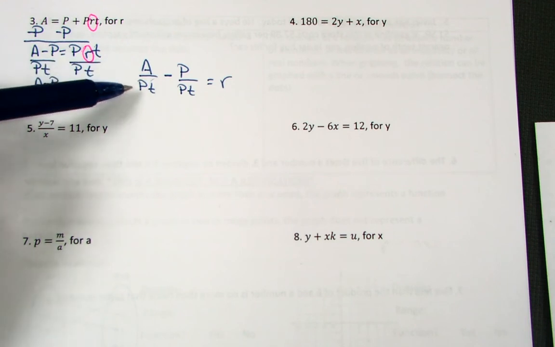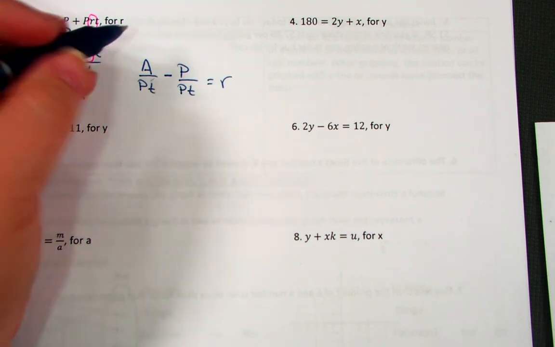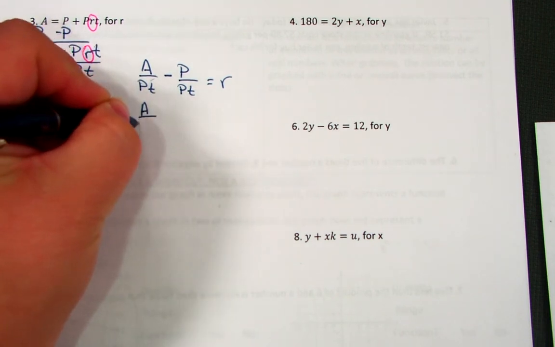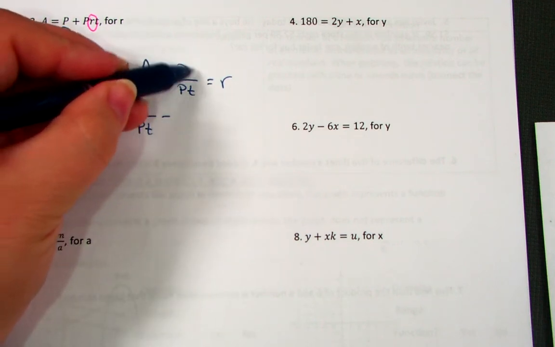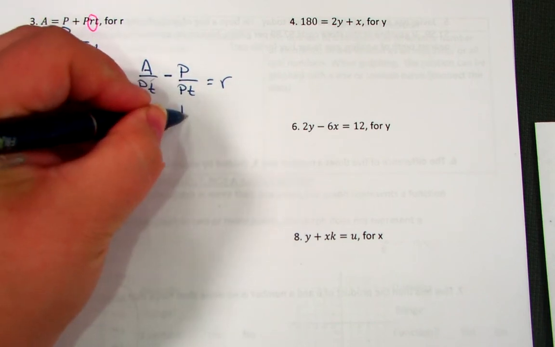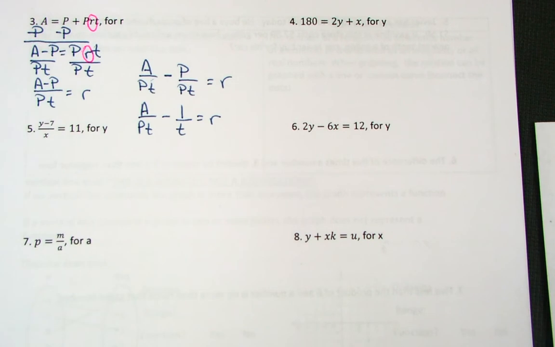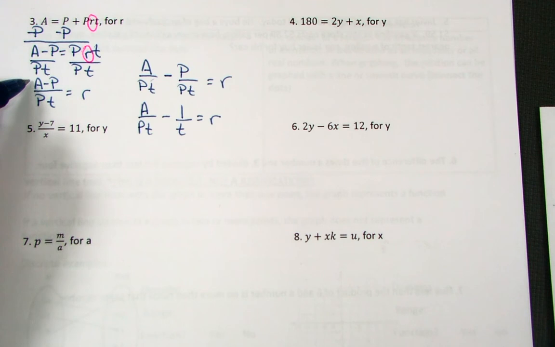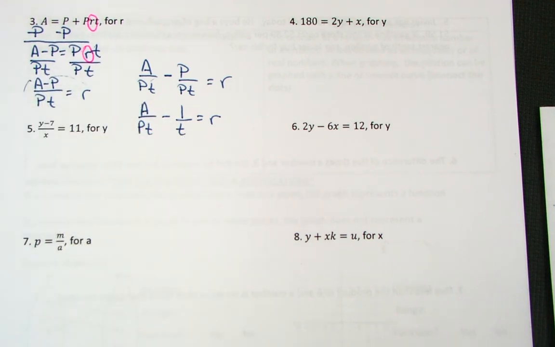Now, if you do choose to write it like this, it is a lot easier that I can keep going and actually simplify a little bit more. I could simplify this down to just a over pt minus, and these p's cancel because there's no addition or subtraction here that would force it into two fractions. So I'm left with just 1 over t equals r. If I'm being completely transparent, which I try to be, I would accept this one or this one, either one, because with all of those variables in there, it gets a little messy.